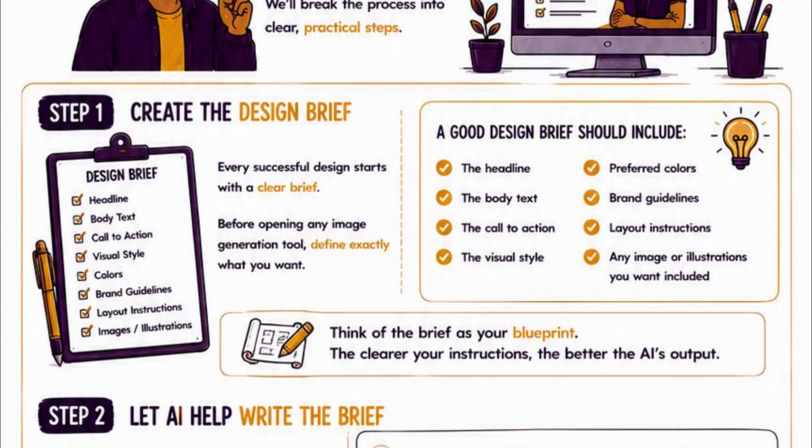A good design brief should include the headline, the body text, the call to action, the visual style, preferred colors, brand guidelines, layout instructions, and any images or illustrations you want included. Think of the brief as your blueprint. The clearer your instructions, the better the AI's output.